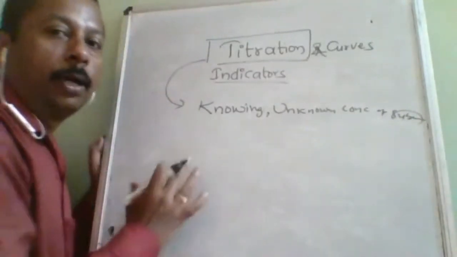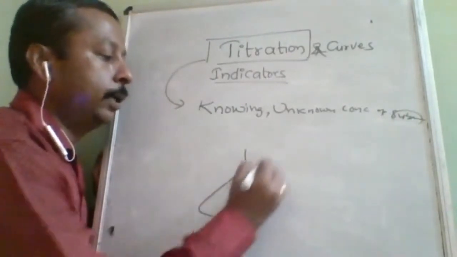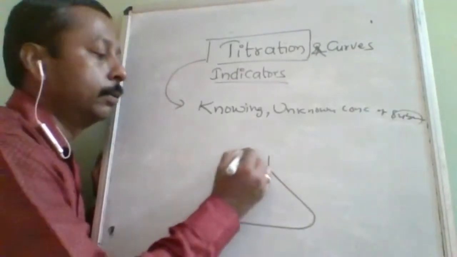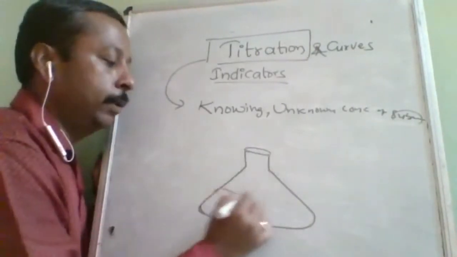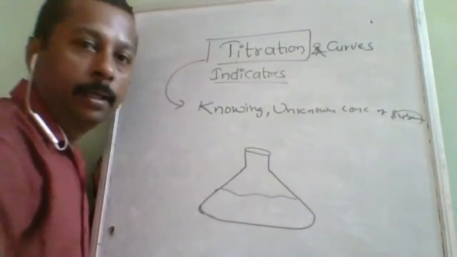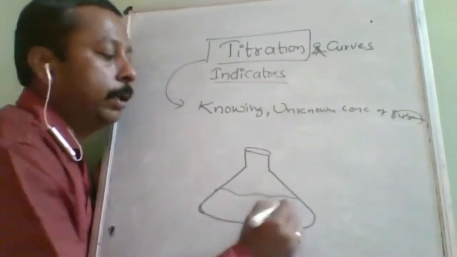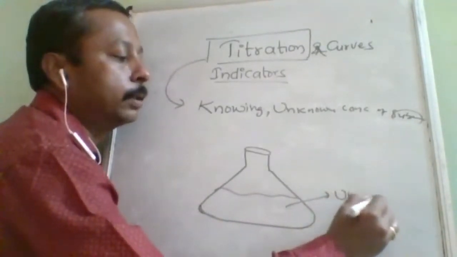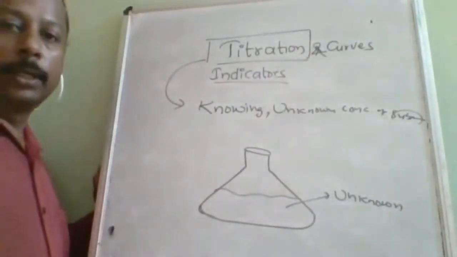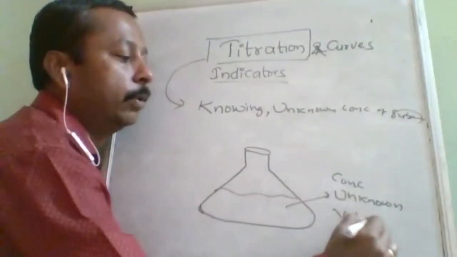Now, how to proceed: practical aspects of titration. In the practical aspects of titration, you will take a conical flask. The conical flask will always contain a substance whose concentration is yet to be determined. The unknown substance should be taken in the conical flask only. Its concentration is unknown, but its volume is normally fixed.